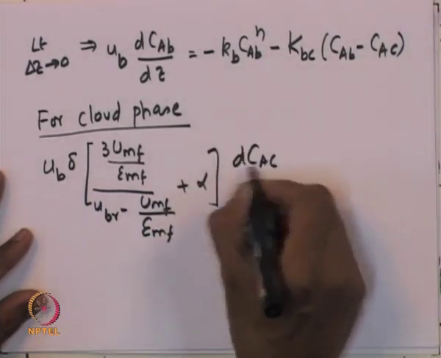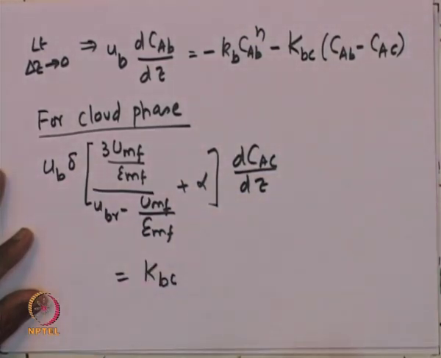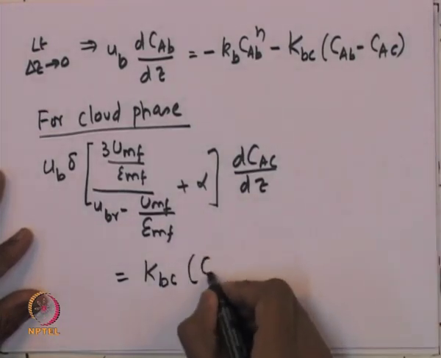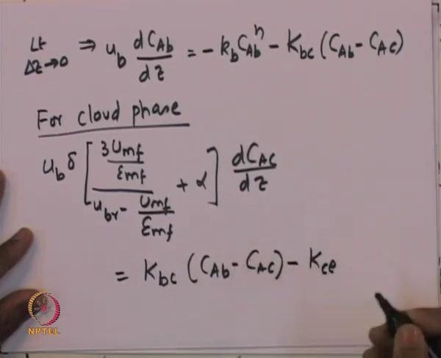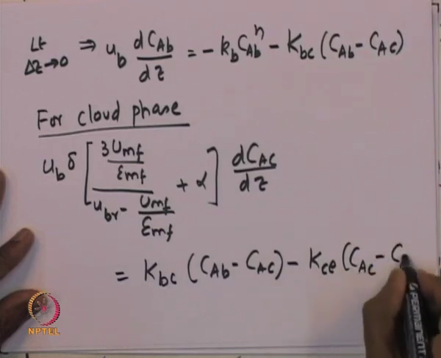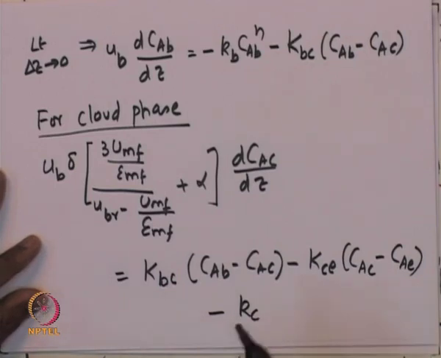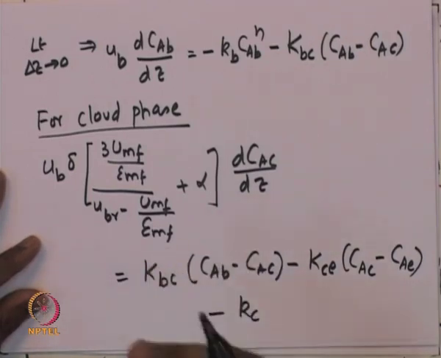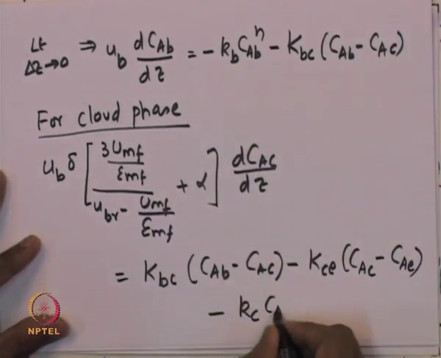Into dCAC by dZ, that should be equal to the mass transport coefficient of the species from the bubble to the cloud phase, that is basically added into the cloud phase, multiplied by CAB minus CAC, minus KCE, that is the mass transport coefficient for transport of the species from the cloud phase into the emulsion phase, multiplied by CAC minus CAE, minus Kc, which is the rate constant for the reaction if the catalytic reaction is happening in the catalyst particles which may be present in the cloud phase.